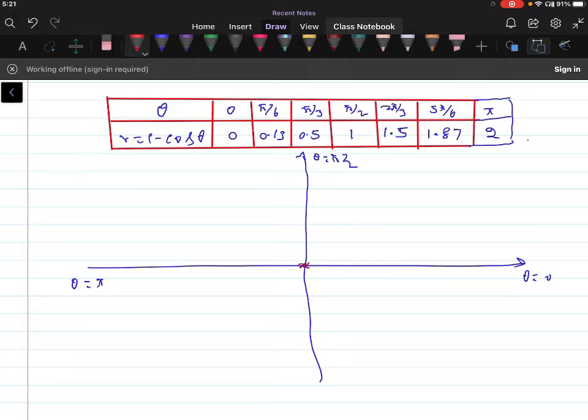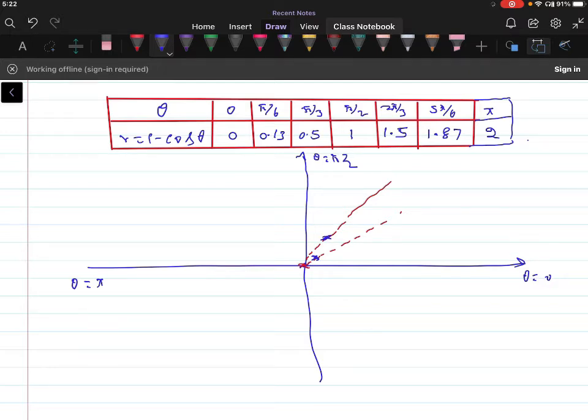When theta is equal to pi by 6, 30 degrees, the r value is 0.13. So let us take this point as 0.13. When theta is equal to pi by 3, that is 60 degrees, then the r value will be 0.5. So let us plot this 0.5 here.